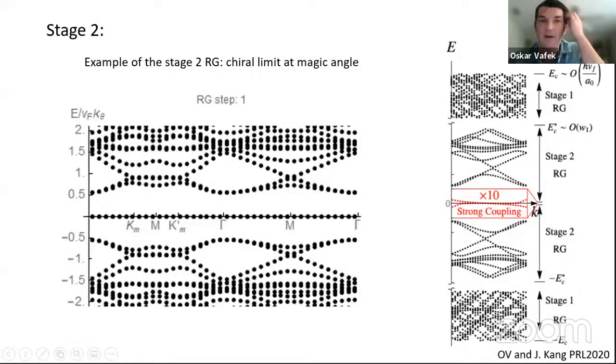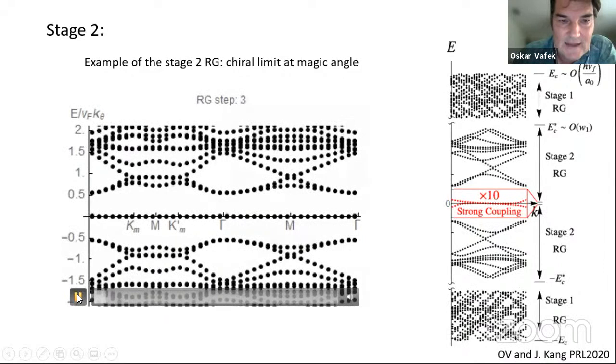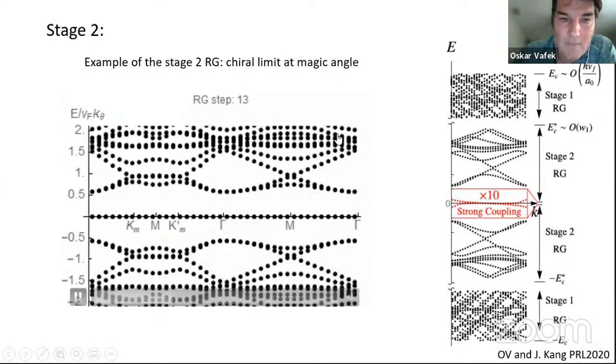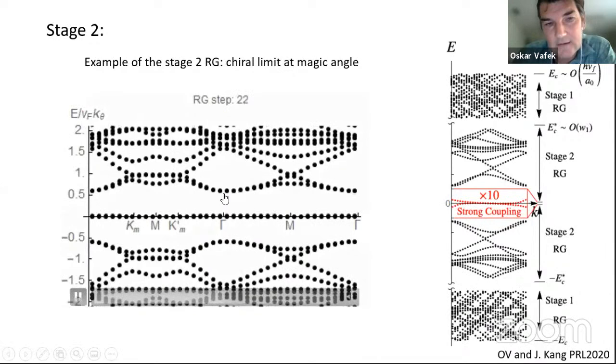Shown here, there'll be a little movie where we start with, I think it's 30 bands above or 30, maybe 40 above and 40 below. And at first we have all the bands, and hopefully you can see this movie running. We are removing the bands one by one and renormalize the dispersion. As you see, the remote bands are indeed going up in energy.